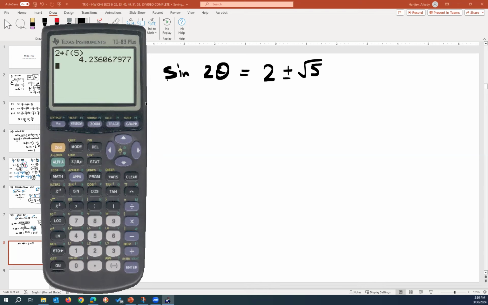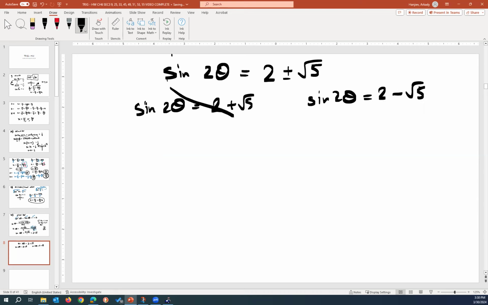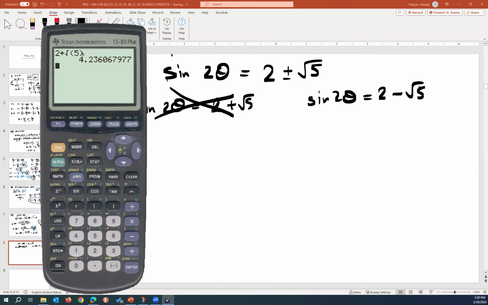So as I split this off into two different pieces, sine of 2 theta is equal to 2 plus root 5, and sine of 2 theta is equal to 2 minus root 5. This one goes away because it's not between 1 and -1. And then let's check the other one, because the other one could just be false too here. That's cool too. So 2 minus the square root of 5. Oh, okay, it's negative 0.23. So yeah, that's between -1 and +1. So we're going to get some answers here.